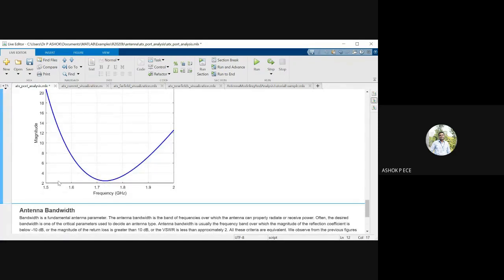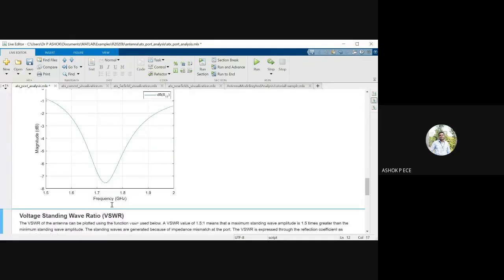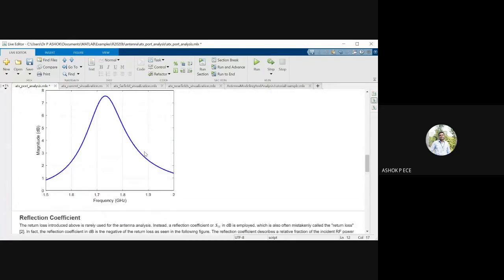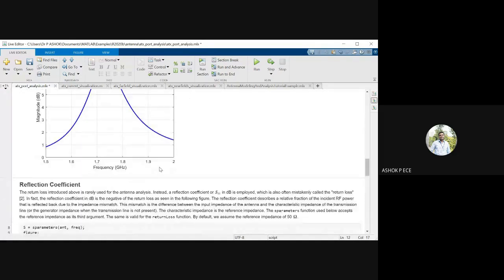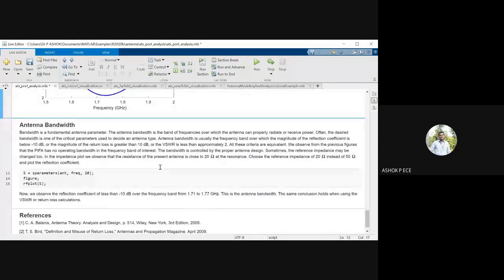Ideal value of VSWR is 1. VSWR is 1 is ideal value, but here you see VSWR is close to 2. And why is it close to 2.2 or something? Because my impedance is not 50 ohms. If you change the impedance of the antenna to 50 ohms, then you will get all the standard values. Say VSWR will be 1, reflection loss will be even smaller, the return loss will go up. So all these parameters will change depending on the impedance.